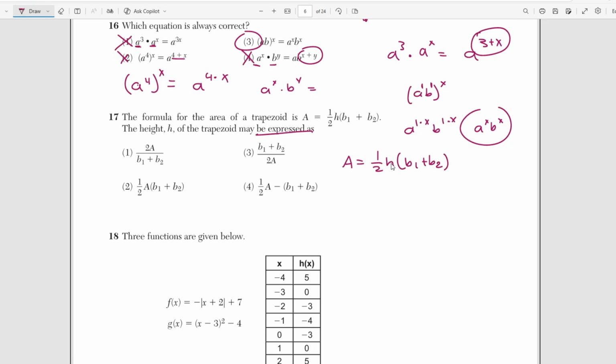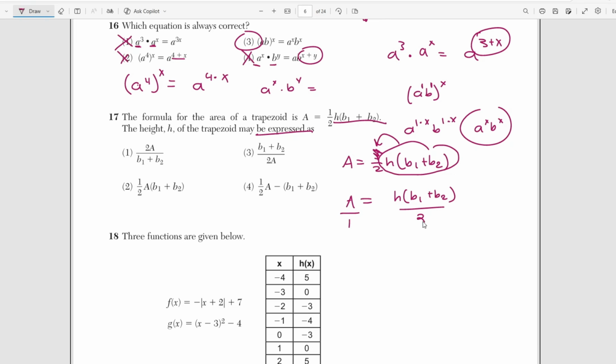So we can just rewrite this as, whenever you see a 1/2 or 1/3 or a fraction being multiplied by a bunch of variables, you can just move the variables into the numerator of that fraction, okay? So this is the same thing as saying A is equal to h times (b1 plus b2) over 2. So kind of ignore that fraction, and replace whatever's in the numerator with whatever it's being multiplied by, which is h, b1, b2.